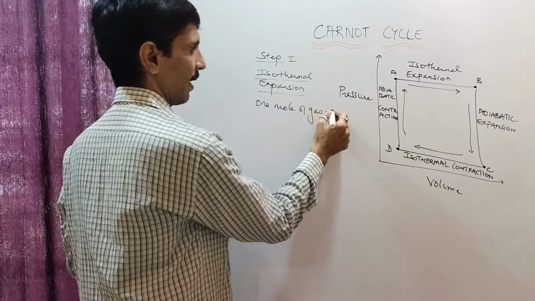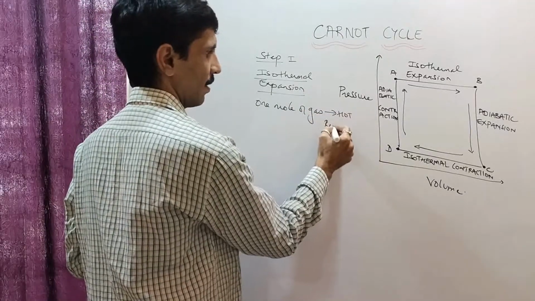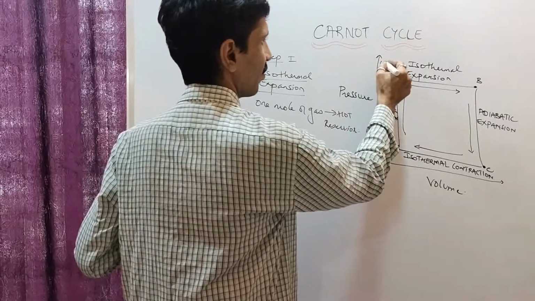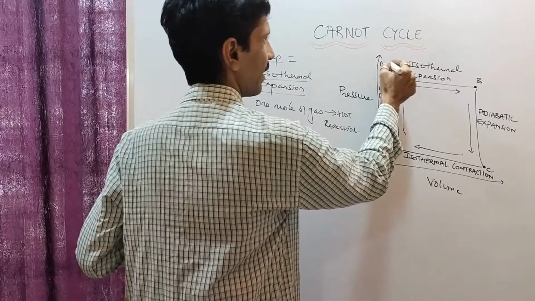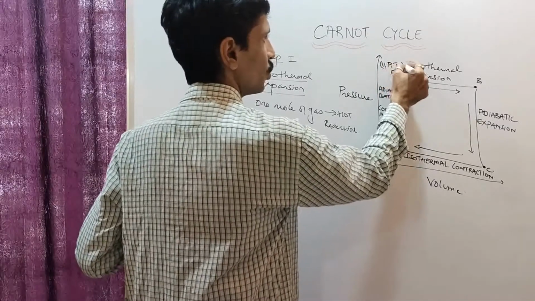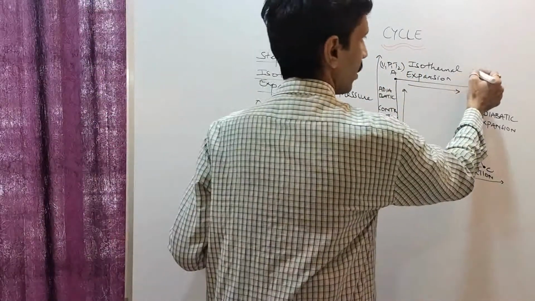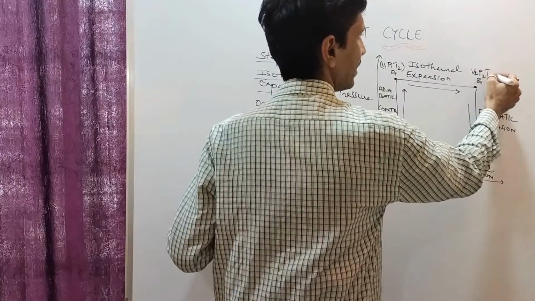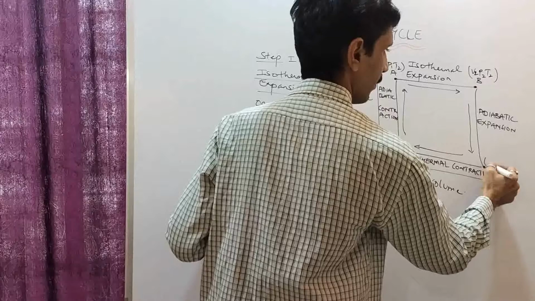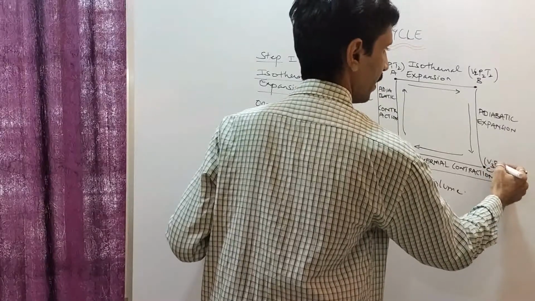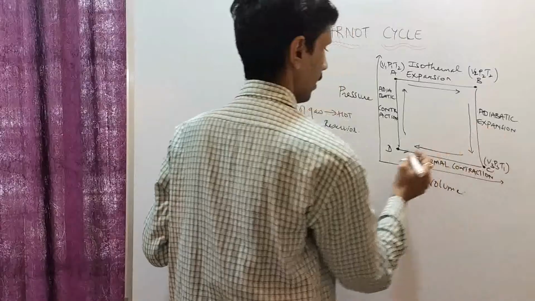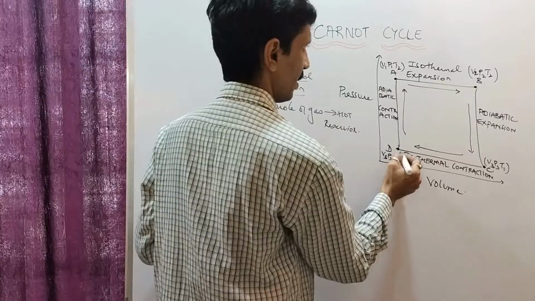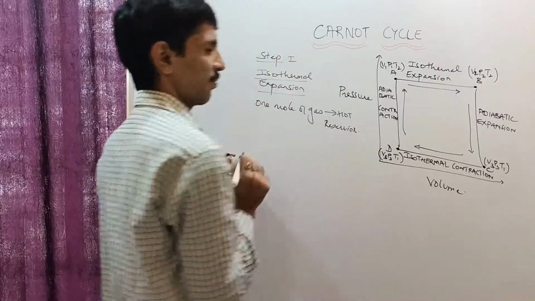Now the gas is going to be placed in a hot reservoir, and therefore the temperature that we are going to consider is, here I will be writing down V1, P1 and T2. So it's a higher temperature. Here it will be V2, P2 and T2. Here it will be V3, P3 and T1. And here we have V3, P3, T1. I'll explain all these.